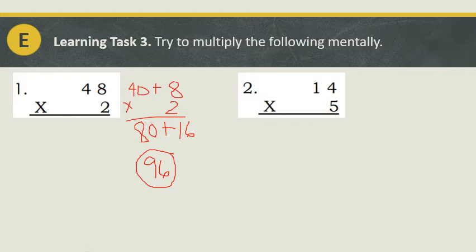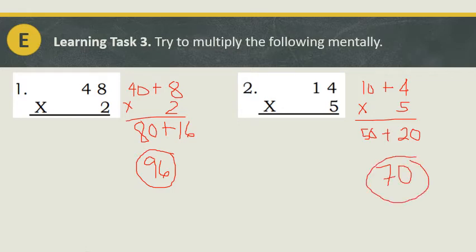So, number 2, expand uli natin yung 14, magiging 10 plus 4. So, ipag-multiply natin lahat yan sa 5. So, ang 10 times 5 ay 50. Ang 4 times 5 ay 20. So, ang 50 plus 20 is 70. So, yun po ang magiging answer natin sa number 2.